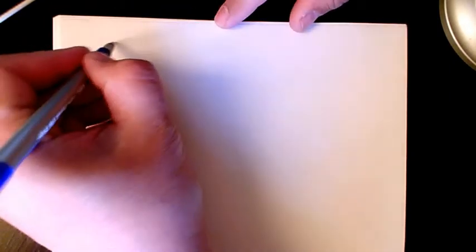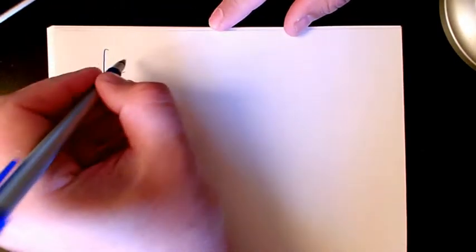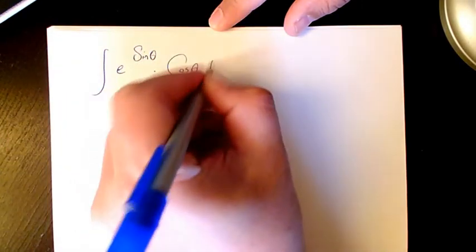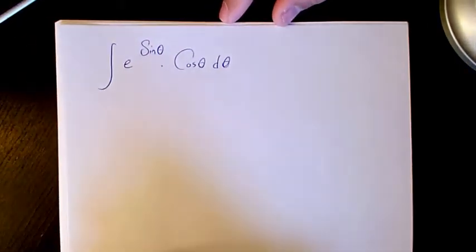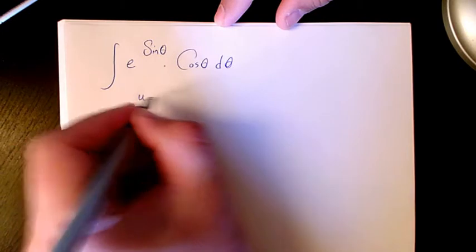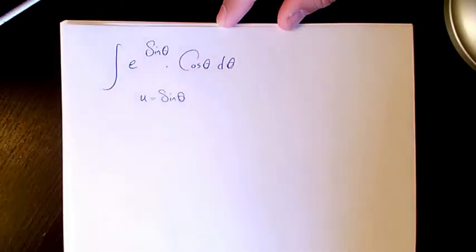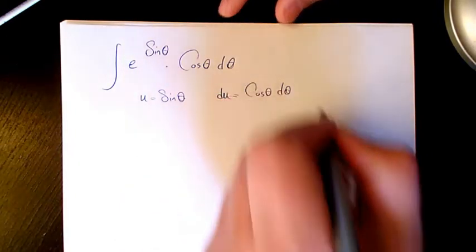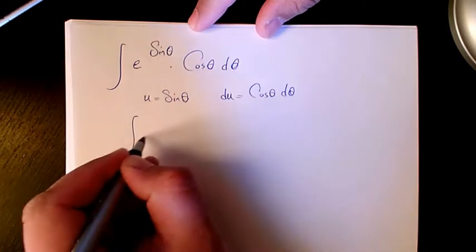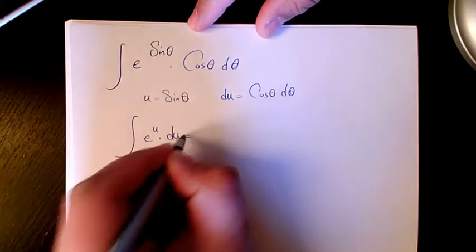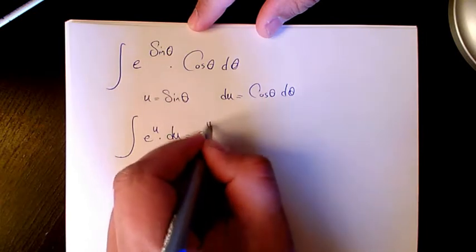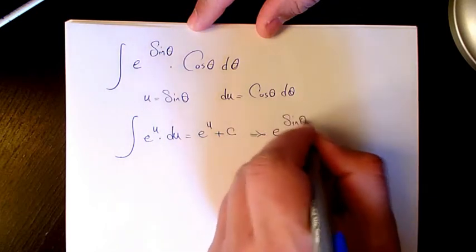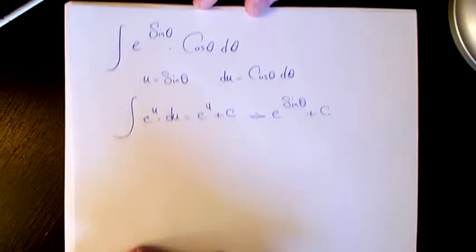First example, I have e to the power of sine theta times cosine theta d theta. In this case I'm going to consider u as sine theta, and du is going to be cosine theta d theta. So we have e to the power of u times du. That's going to be e to the power of u plus c, and u is sine, so it is e to the power of sine theta plus c.